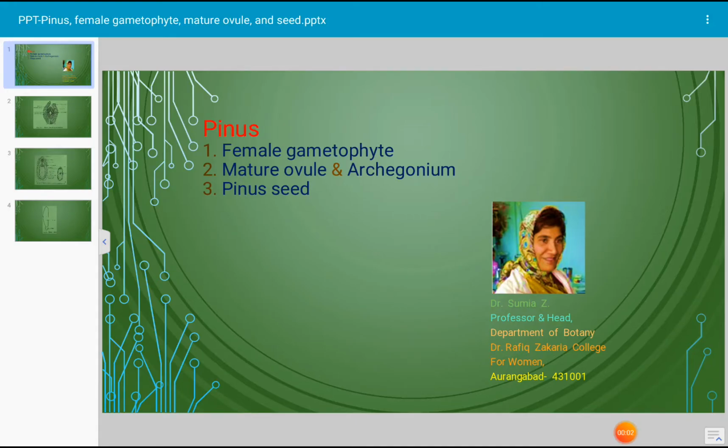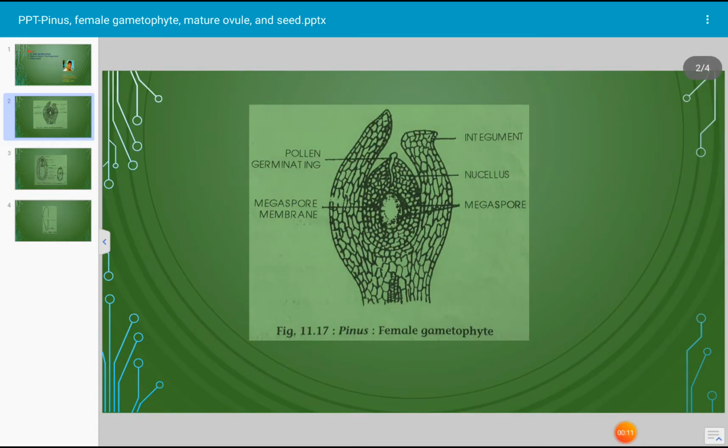Today's topic for discussion is Female Gametophyte of Pinus and Pinus seed. This is the photograph of female gametophyte of Pinus. Pinus, it is a gymnospermic plant. Let us see all the details.